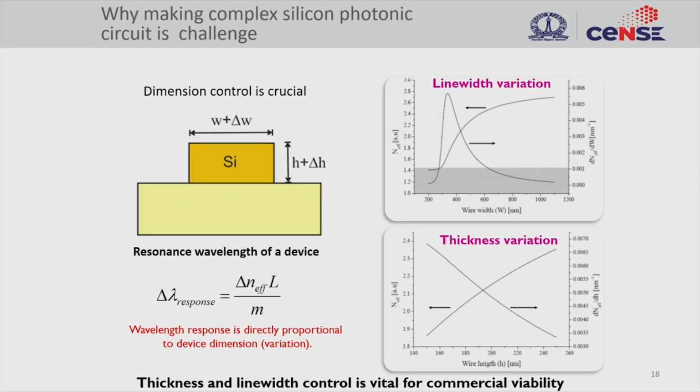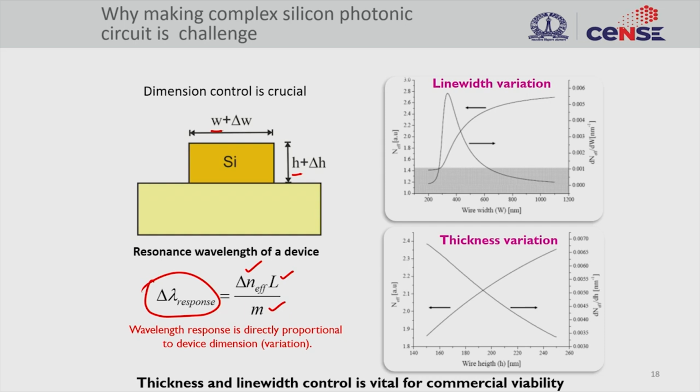So this is something that I would like to elaborate on, where your variability, either width or height variability, will directly affect the performance. In this case, we are looking at the resonance of a certain device, which depends on the density of this material and the optical path length L, right? So there is a length of this device and this density of this device. So you will have a change in the response based on change in this, right?